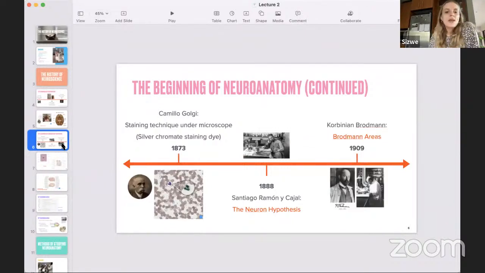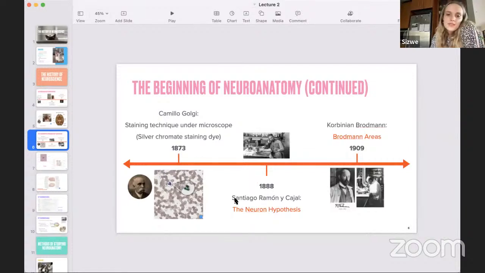But anyway, he did something called a staining technique, where under a microscope we could start investigating the cells that we want to see. He was using silver chromate. This was all the way back in 1873. You can see there, he managed to find a dye that would specifically highlight the thing we wanted to investigate. That was quite important because then we could start looking at the cells involved in neuroanatomy.